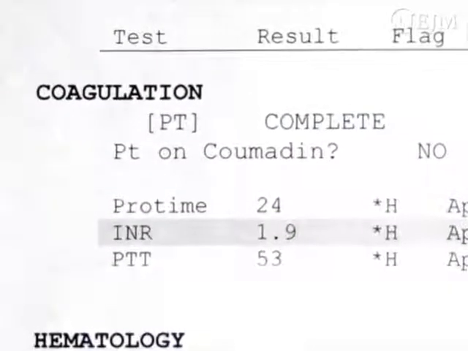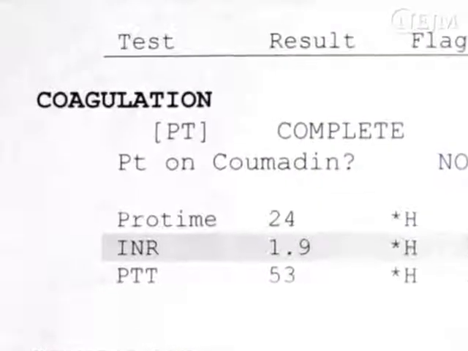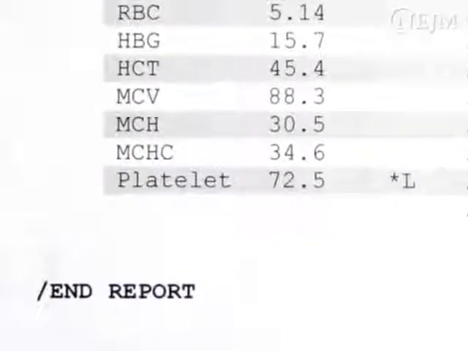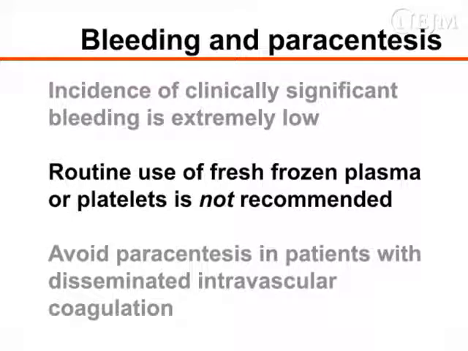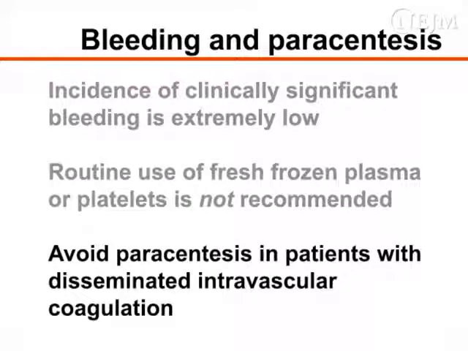Many patients undergoing paracentesis will have baseline coagulopathy or thrombocytopenia. However, the incidence of clinically significant bleeding during paracentesis is extremely low, and routine use of fresh frozen plasma or platelet concentrates is not recommended. Paracentesis should be avoided in patients with disseminated intravascular coagulation.